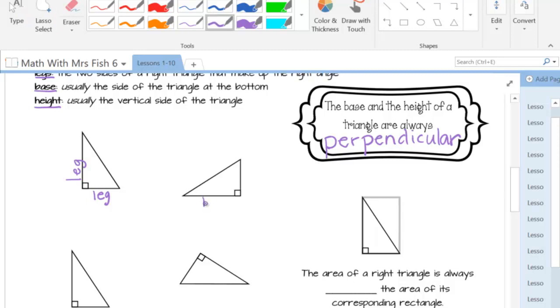So the base is usually the side that the triangle is sitting on at the bottom. And then the height is usually the vertical side.